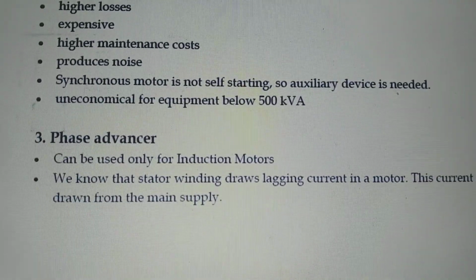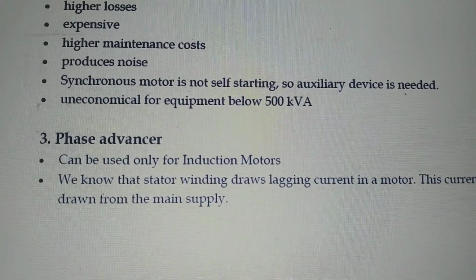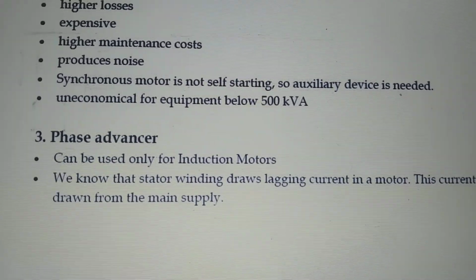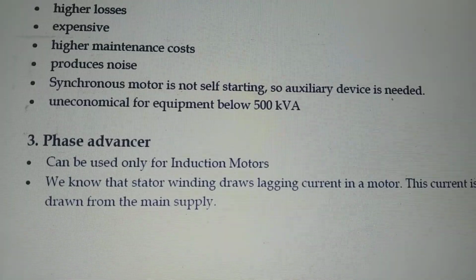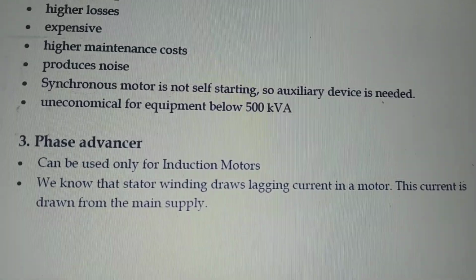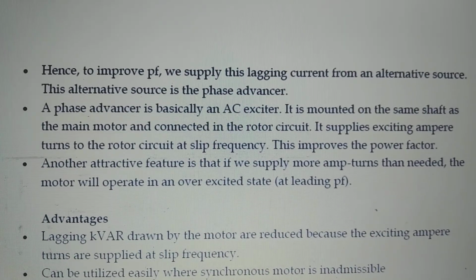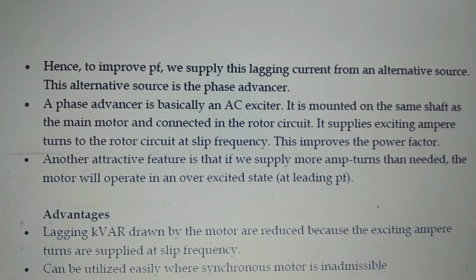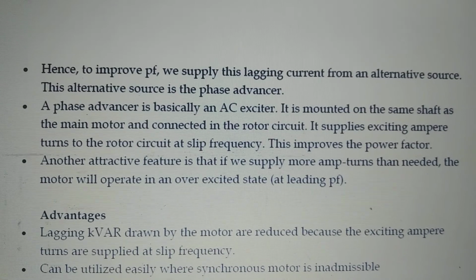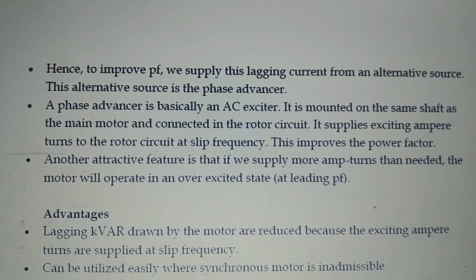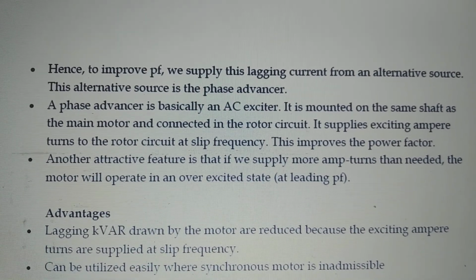The third method is the phase advancer. It can be used only for induction motors. We know that the stator winding draws lagging current in a motor. This current is drawn from the main supply. Hence, to improve power factor, we supply this lagging current from an alternating source. This alternative source is the phase advancer.